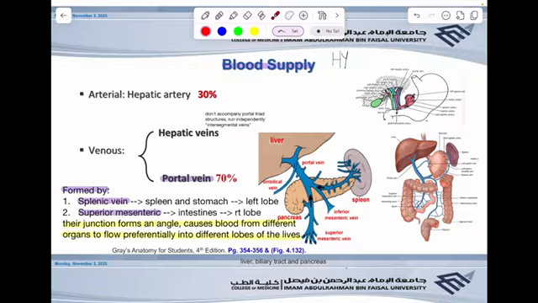It's going to be formed by the splenic vein and the superior mesenteric vein. The splenic vein is going to drain the spleen and stomach, as well as the left lobe. The superior mesenteric is going to be from the intestines and the right lobe.